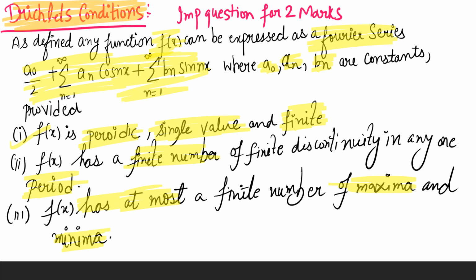So what are the conditions for a function so that it can be expressed as a Fourier series? f(x) should be periodic, single valued and finite. f(x) has a finite number of finite discontinuities in one period. f(x) has at most a finite number of maxima and minima. One word that you should remember in Dirichlet conditions is finite. So now we will move to our next definition.